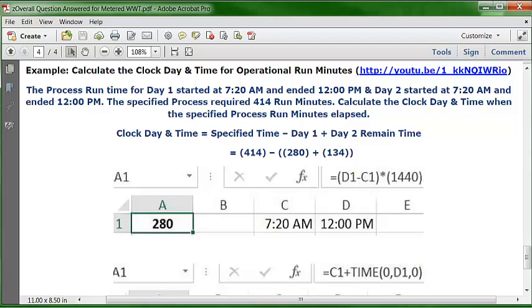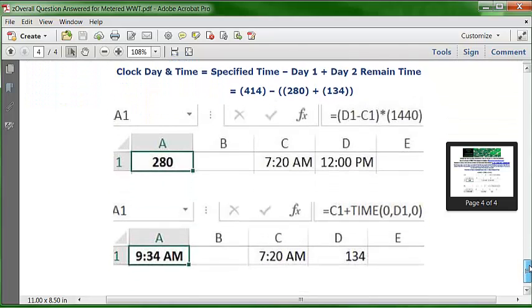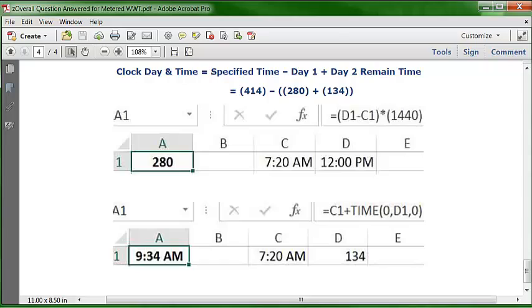this one is labeled to calculate the clock, day, and time for operational run minutes, and that's the link there. And I actually broke this up into 2 pieces. The first thing I wanted to do is figure out how many minutes was going to be in that 4 hours and 40 minutes from 7 a.m. to noontime. So I put the formula in here, and I see where it got 280 minutes.